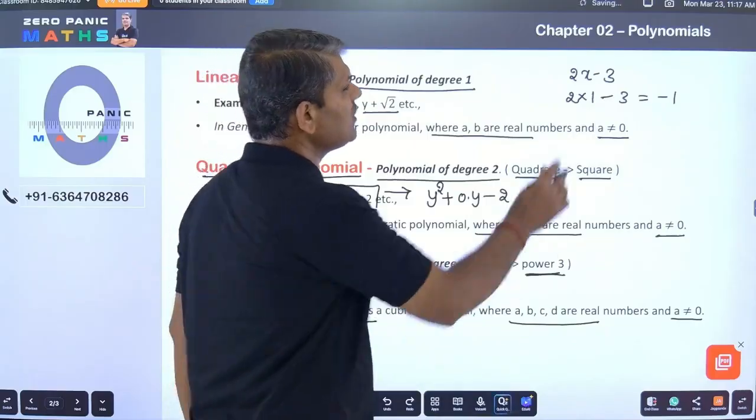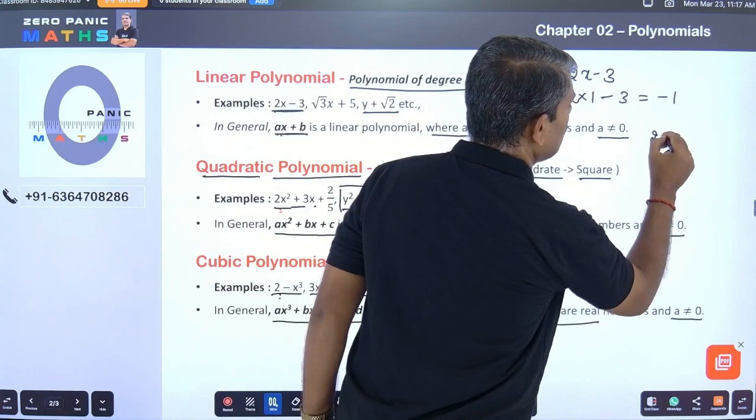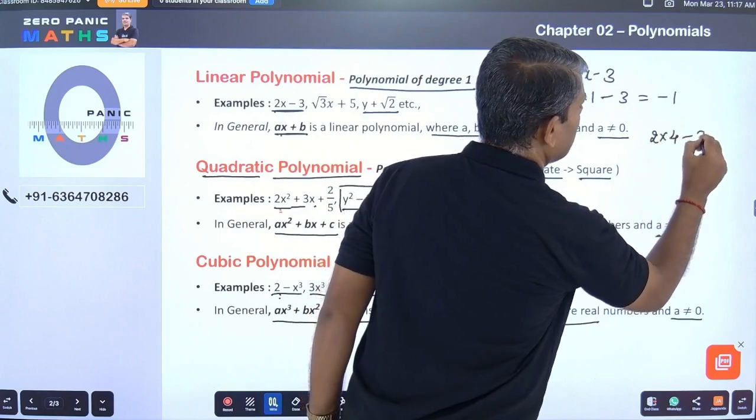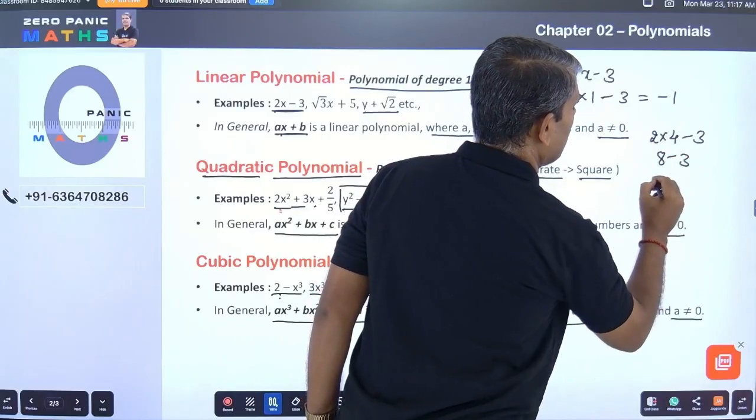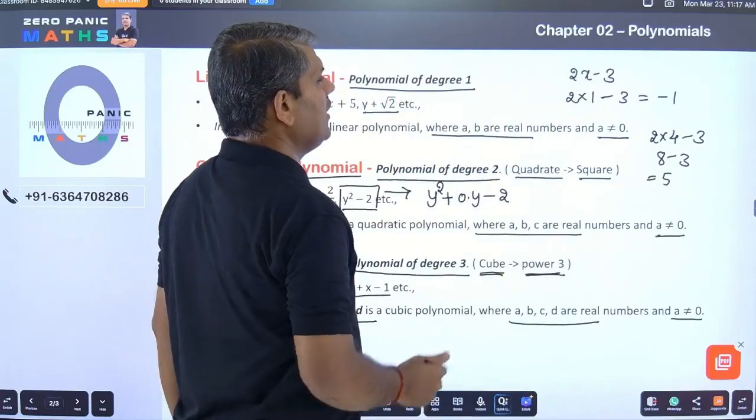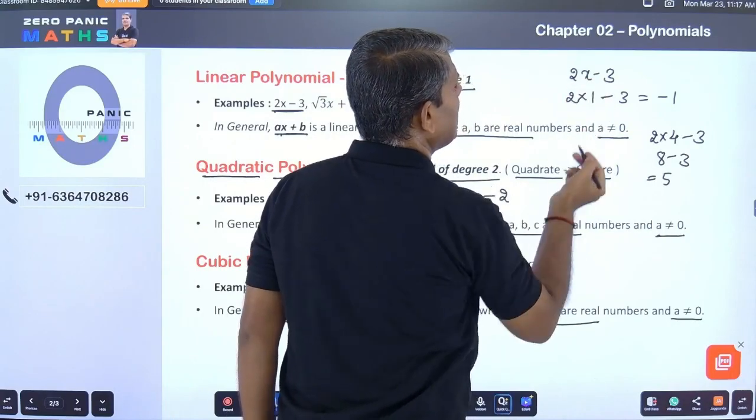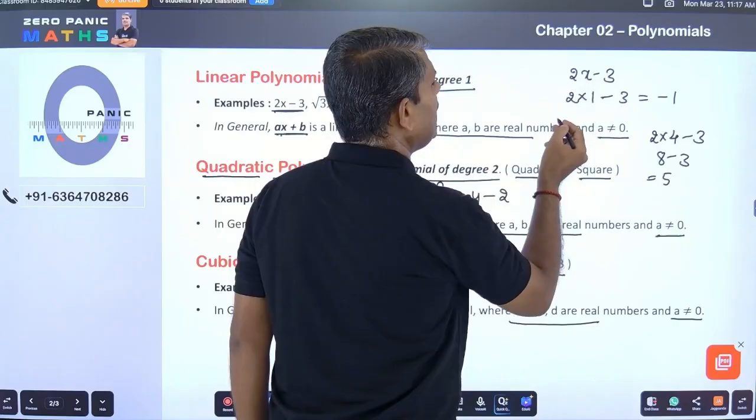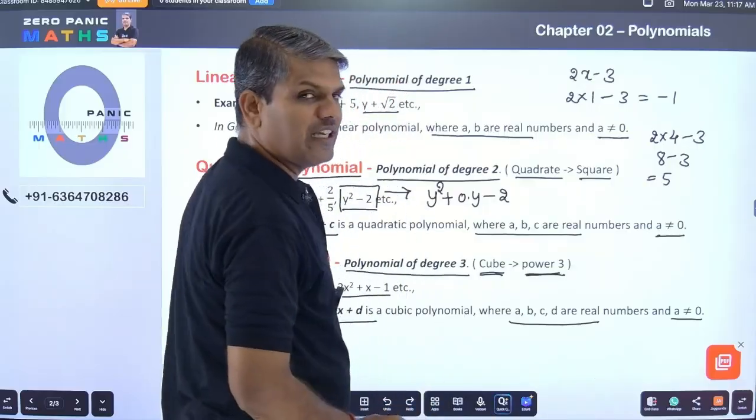Okay, now suppose I put x equal to 4, what it will be? 2 into 4 minus 3. 2 into 4, 2 4s are 8 minus 3. And what will be the value of that? 5. Okay, so actually when I put some value into the variable x, that x is replaced by the value that I am putting into that equation.